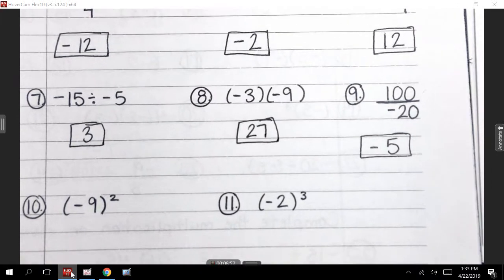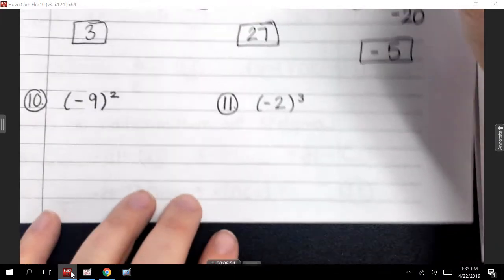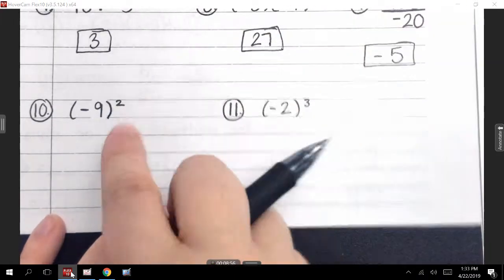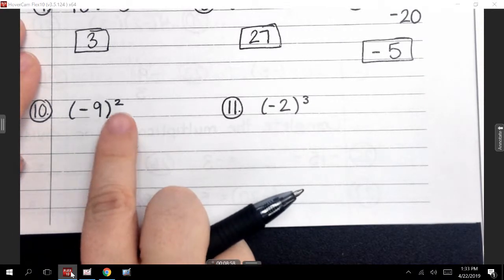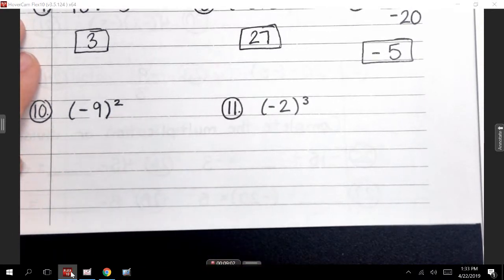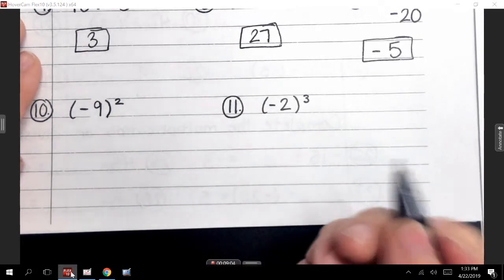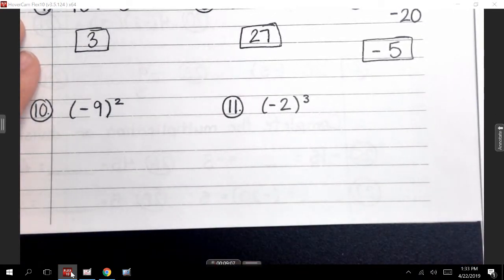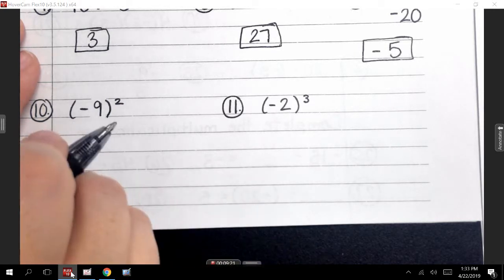Okay? All right, number 10 and 11 look like they're tricky. They're not meant to be tricky, but we do have to remember what that little bitty number means. If I have negative 9 to the second power, what does that mean? Gabby? Close. Very close. Malin? Close. That's kind of what Gabby said.